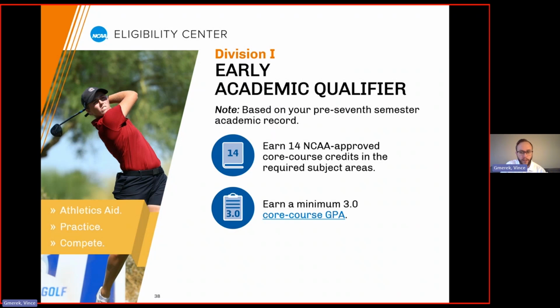If you are a qualifier, either an early academic qualifier or just a regular qualifier, you are eligible for athletics aid, practice, and competition in your first year at your NCAA school. Very important to mention that students always need both academic and amateurism certifications if they are initially enrolling at their NCAA school. So you may be academically eligible, but you would still have to clear the amateurism process in order to be fully eligible to compete.